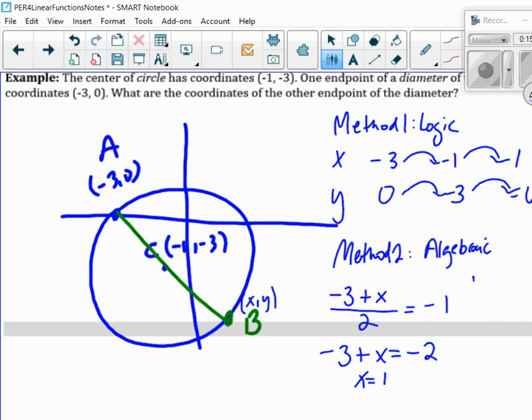And same with the y point. Add them up, divide by 2. So 0 plus y divided by 2 has to give me -3. So again, you cross multiply, you double it. 0 plus y equals -6. So then your y has to be -6. Either way, you're going to get the same answer, right?